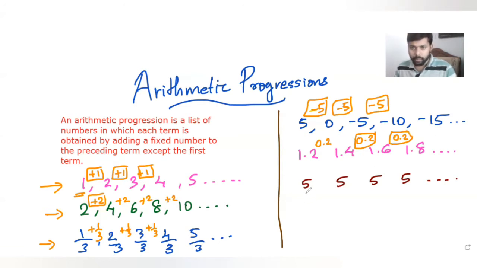See the next example. Here the list of numbers is 5, 5, 5, etc. Is it an arithmetic progression? Yes, obviously, because here also you can find a fixed value. Here the fixed value is 0. You are adding 5 plus 0, you are getting the next term, that is 5. Again you are adding the same fixed value and getting the next term. Anyhow, the fixed value is 0. Whatever it is, there is a fixed value we can add to get the next term. So this is also an example of arithmetic progression.